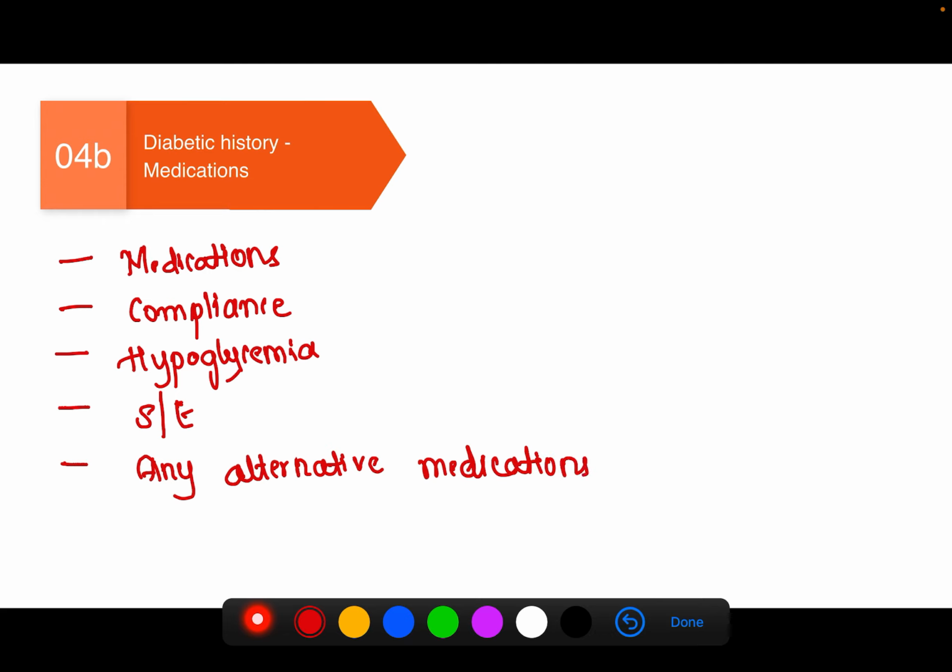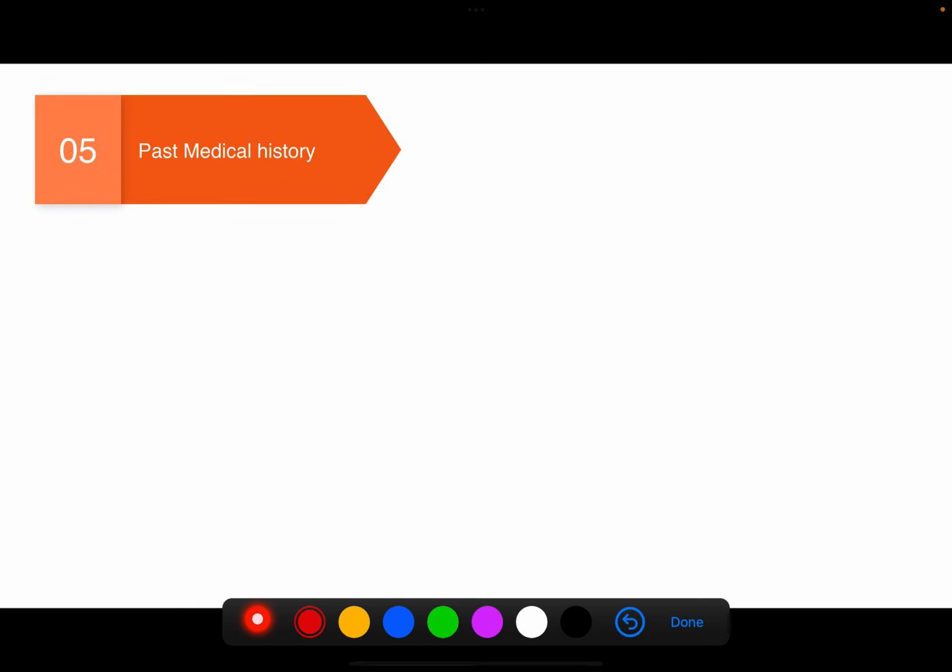These are the important things: what medications they are on, how compliant they are, do they have any episodes of hypoglycemia, are they having any side effects due to the medications, and are they using any alternative medications. Then past medical history: if they have any other disease apart from diabetes, like heart disease, asthma, or anything else, just make a note and note down what medications they are on.